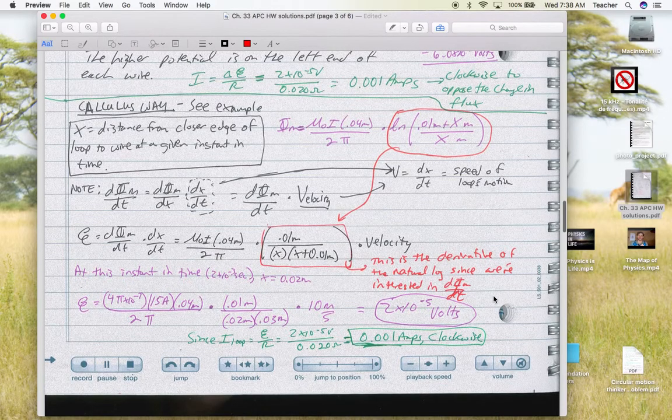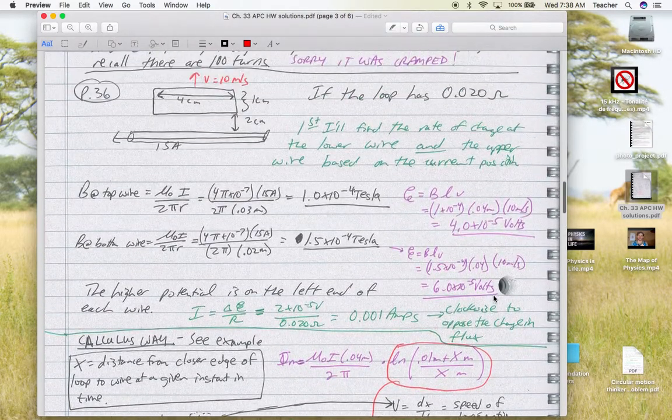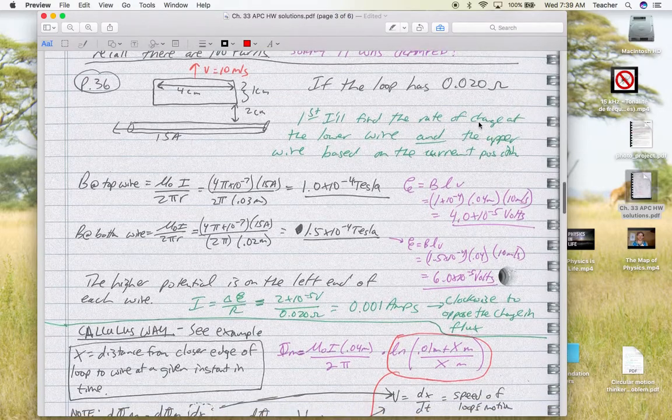I did not instinctively do the calculus way on my own, but essentially you've got something like this, and it's moving at 10 meters per second. It's a loop, and it's going away from a wire. The idea is this lower component of wire right now is at a certain distance, 2 centimeters from this 15 amp wire, so I should say the lower part of the rectangular loop. The upper part of the loop is further away, it's 3 centimeters away.